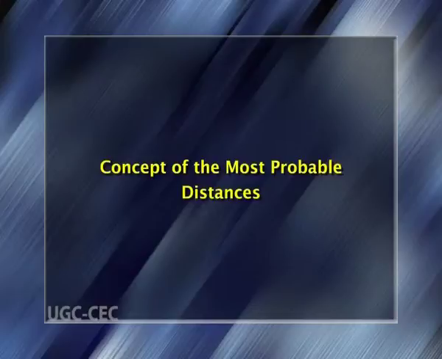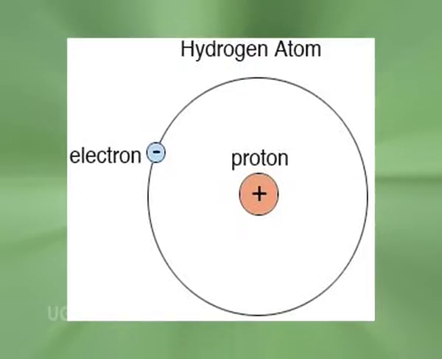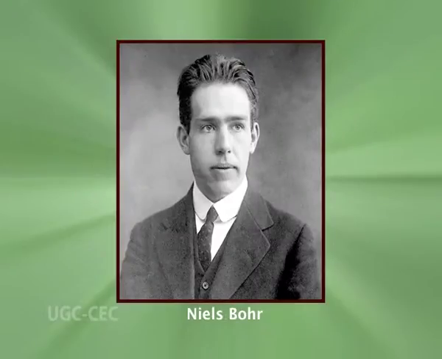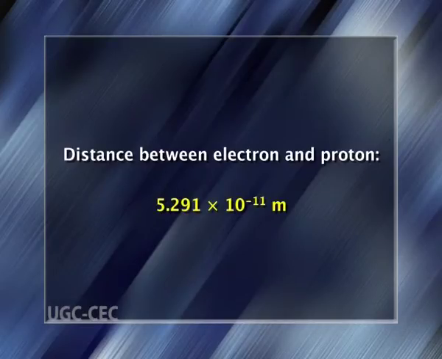Now that we have understood the radial distribution functions, let us learn about the concept of most probable distances. The Bohr radius is a physical constant approximately equal to the most probable distance between the proton and electron in a hydrogen atom in its ground state. It is named after Niels Bohr due to its role in the Bohr model of an atom. Its value is 5.291 × 10^-11 meter.